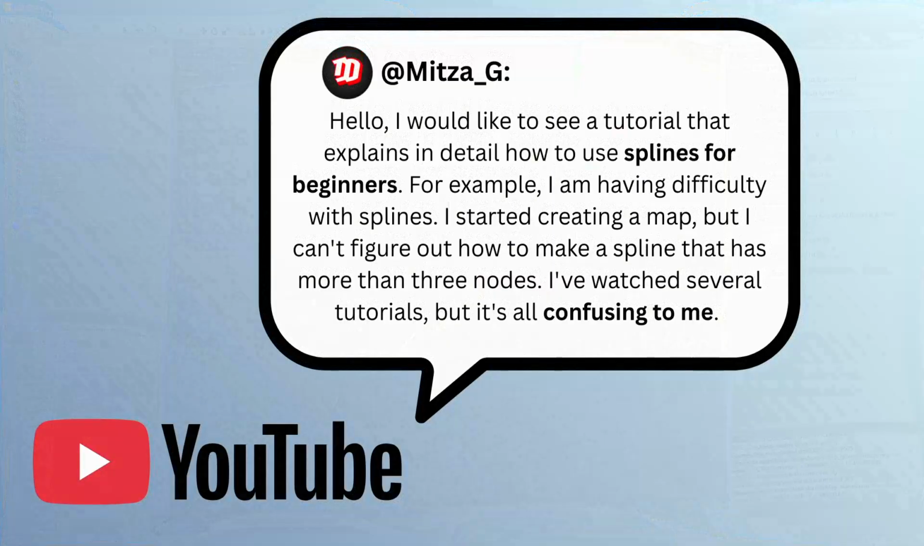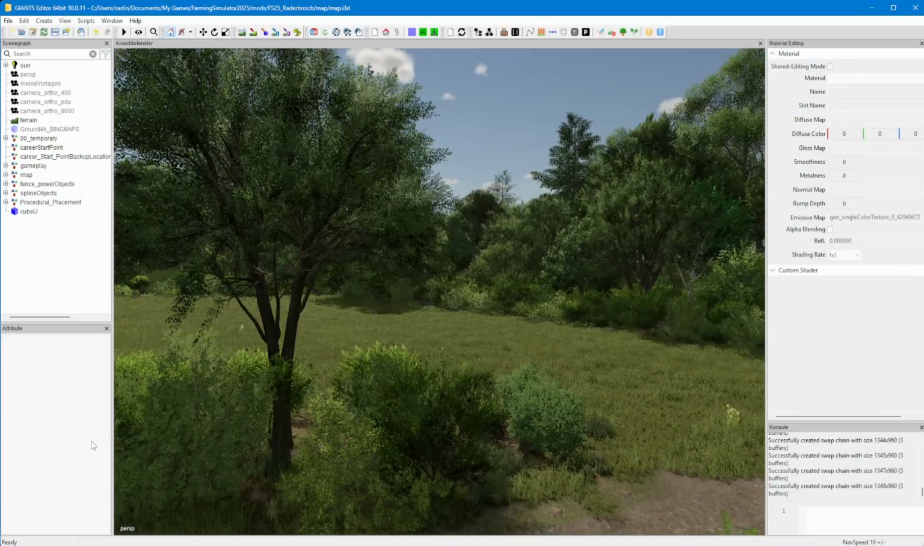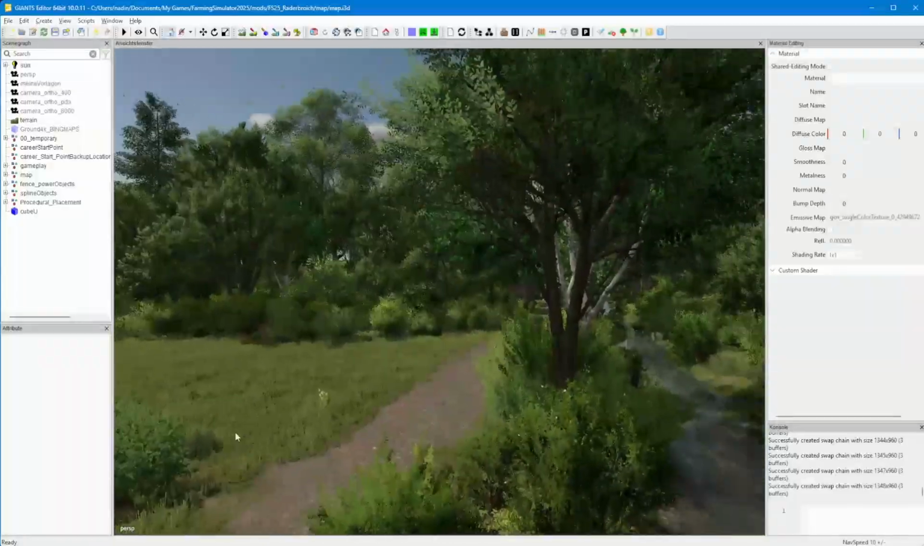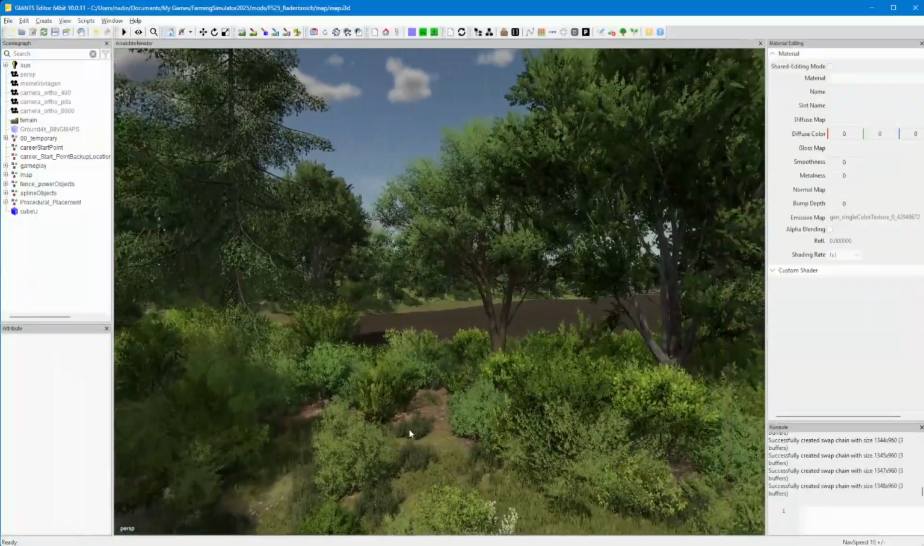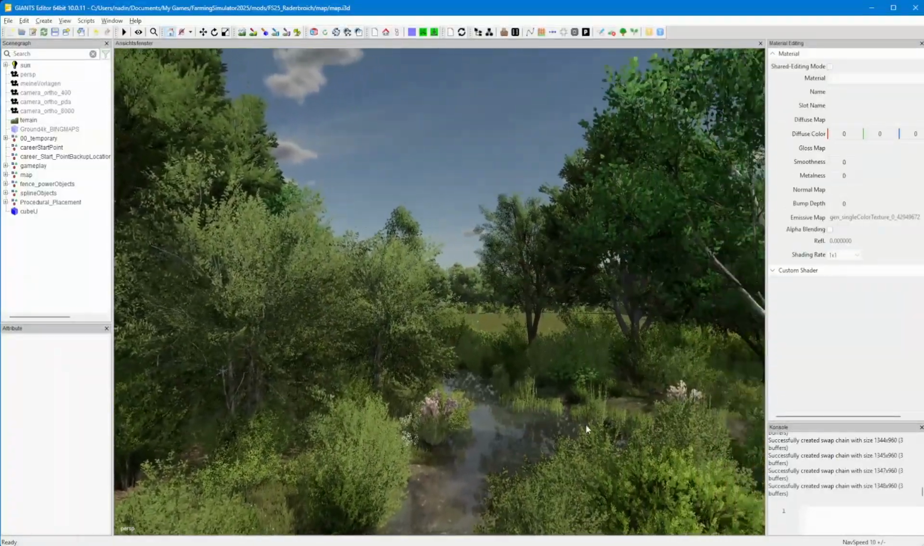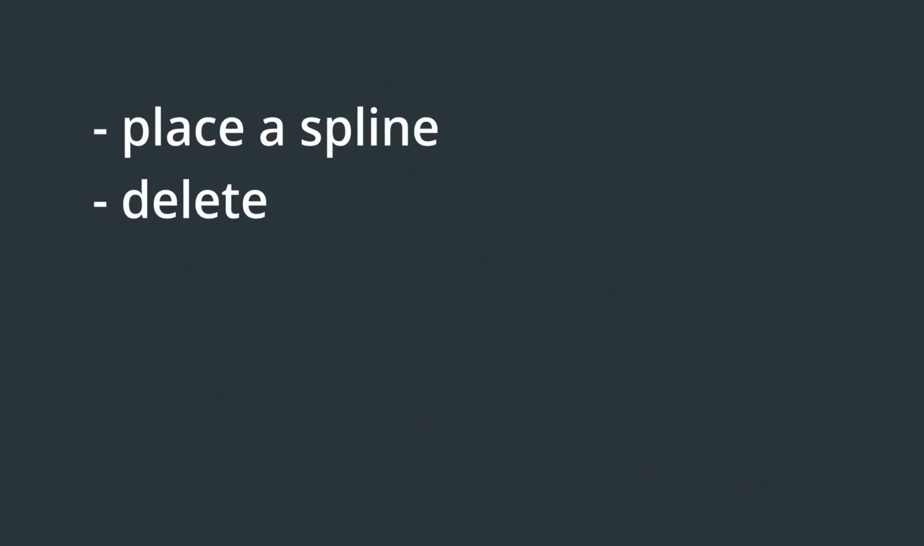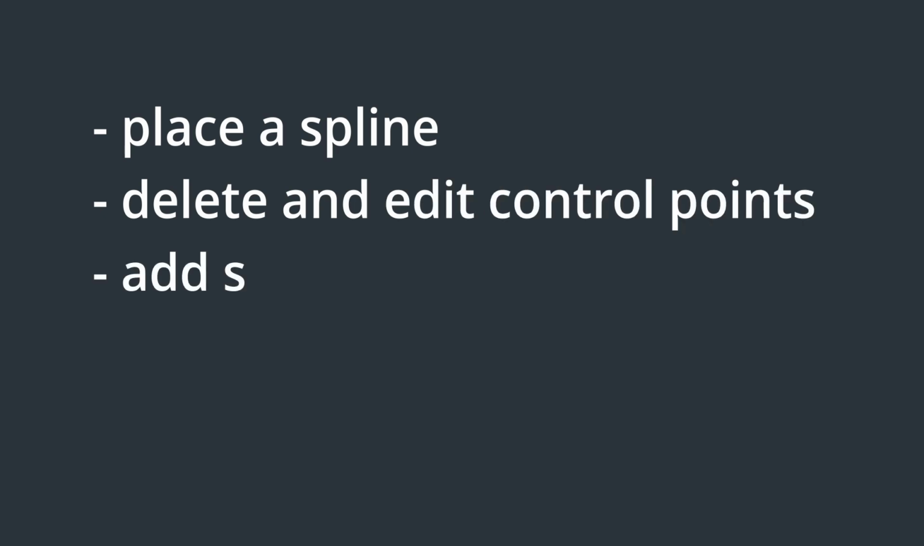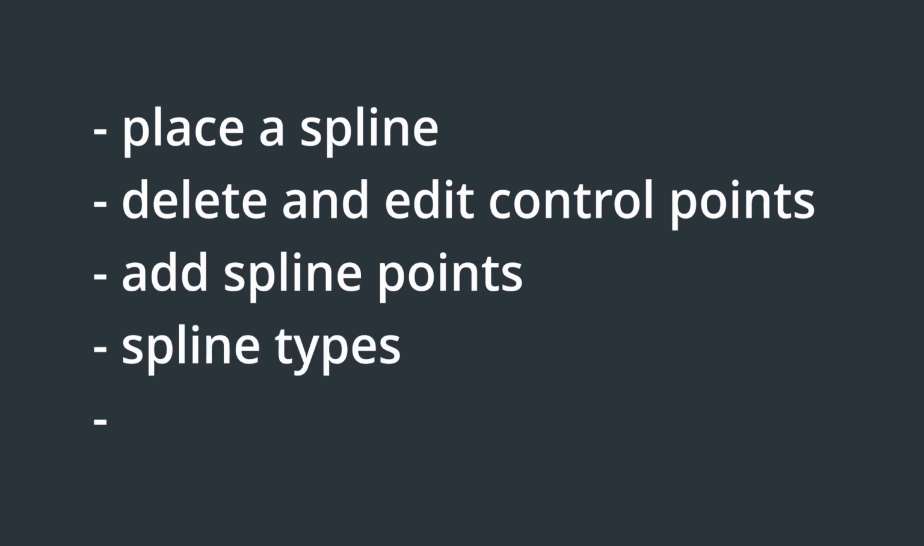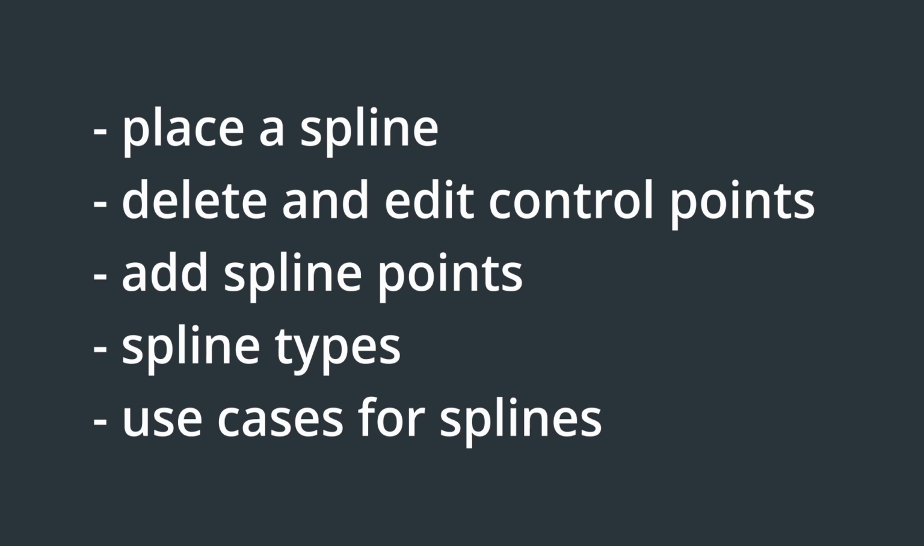Today will be a quick one. If you ask me if I can make a detailed video how to use splines, and since I'm filming today anyway for the procedural placement video, I thought I'd just make a quick in-between video out of it. Today you will learn how to place a spline, delete and edit spline points, add more spline points in a standard and in a superfast version, which different spline types exist, and how splines can be used in the game. So let's dive right into it.